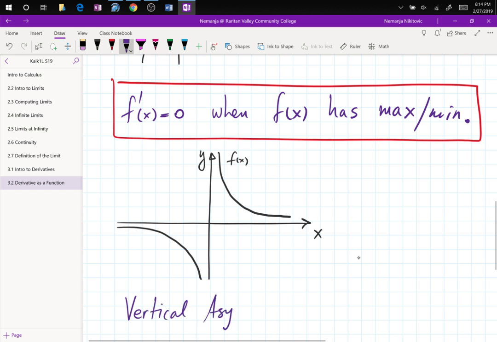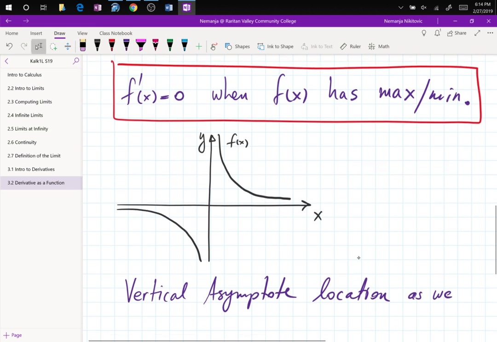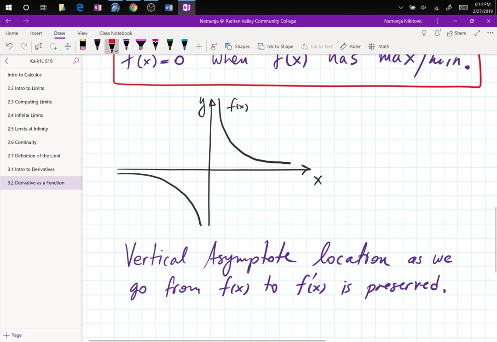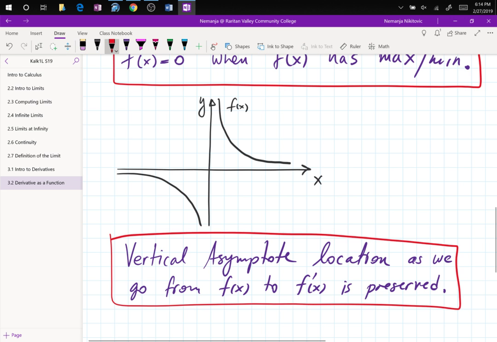So vertical asymptote location as we go from f of x to f prime of x is preserved, meaning at the same location. So where is my vertical asymptote? Where is my vertical asymptote? 0, right? So here's my vertical asymptote. I'll call it VA, and that's x equals 0.